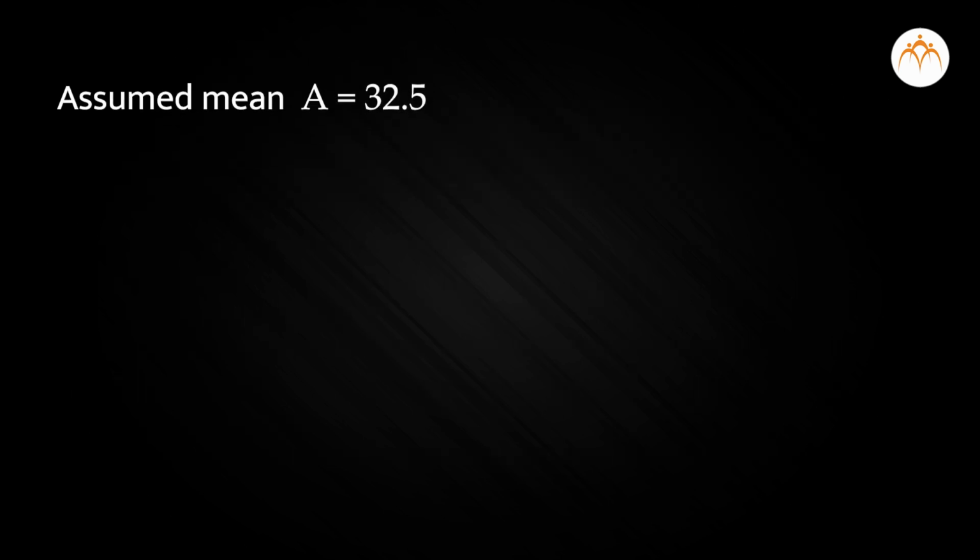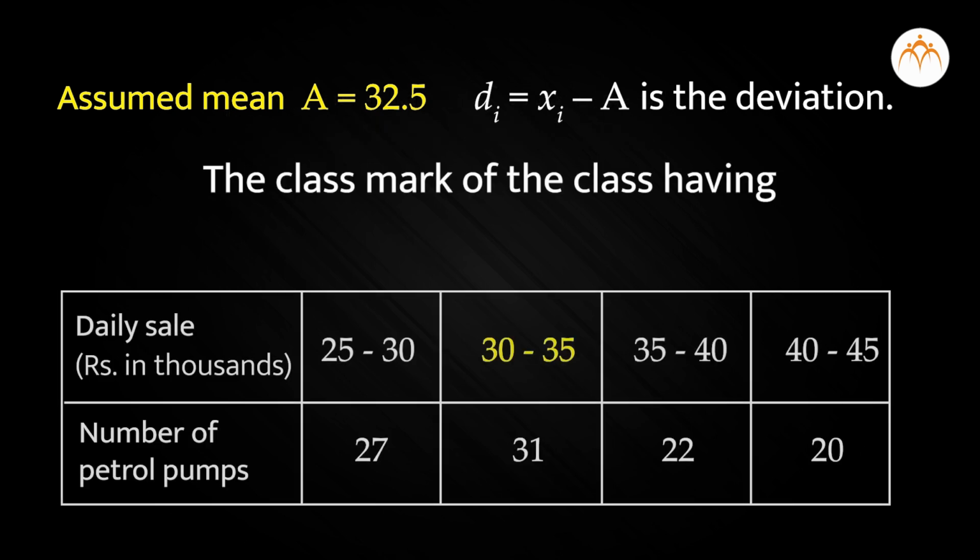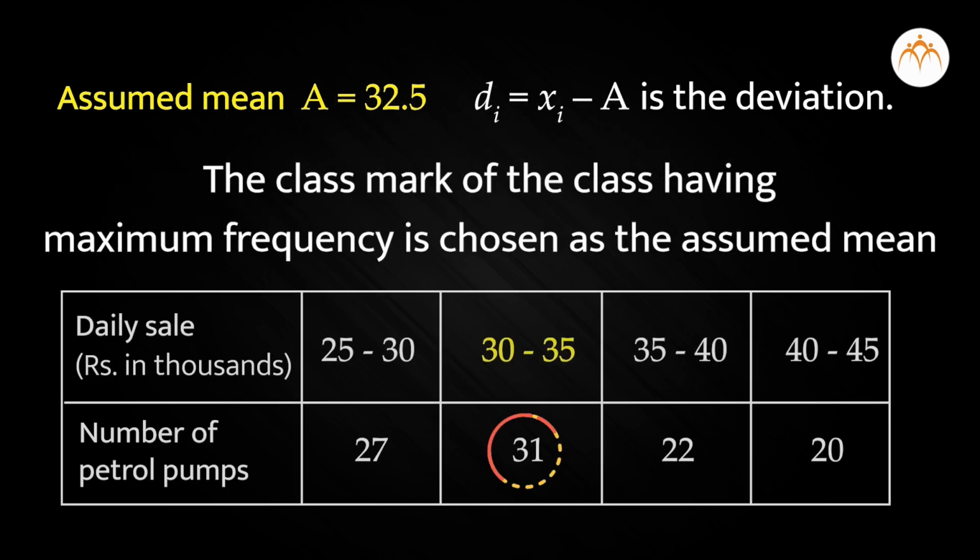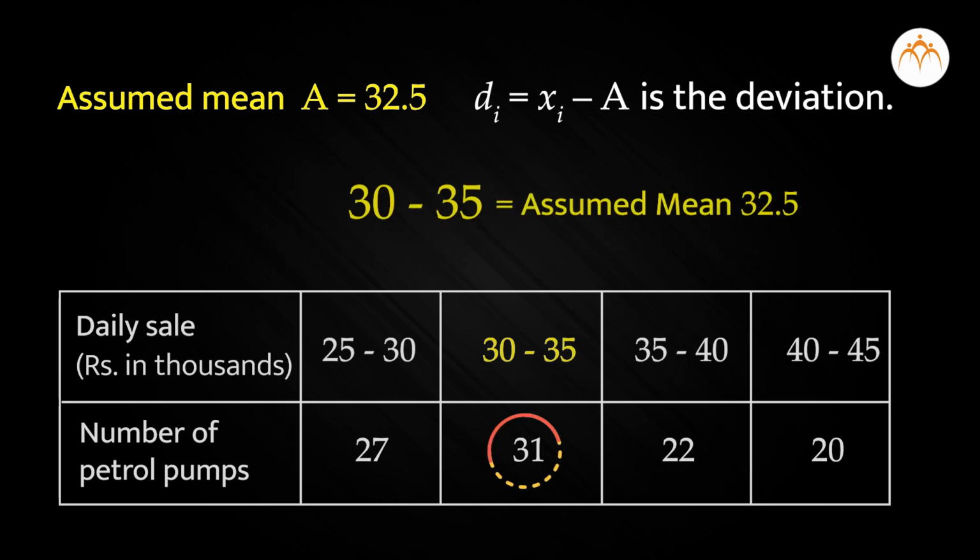Solution: assumed mean A is equal to 32.5. di is equal to xi minus A, the deviation. Now we will prepare the table. Assumed mean A is taken as 32.5. Generally, the class mark of the class having maximum frequency is chosen as the assumed mean.